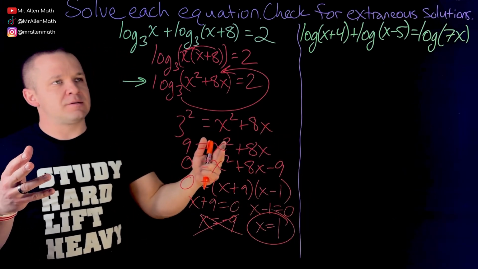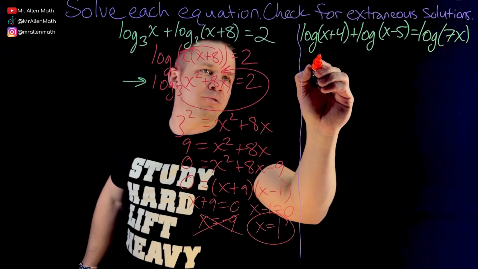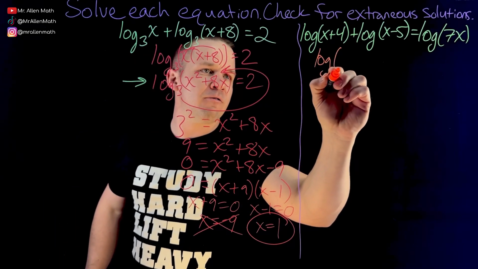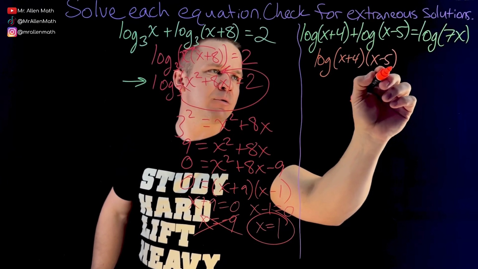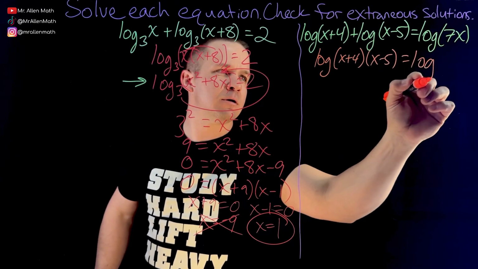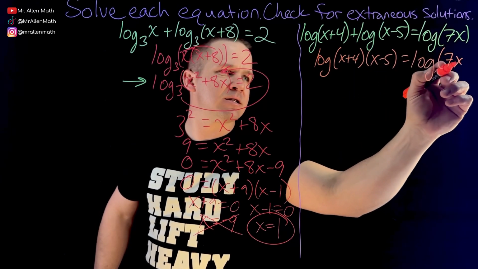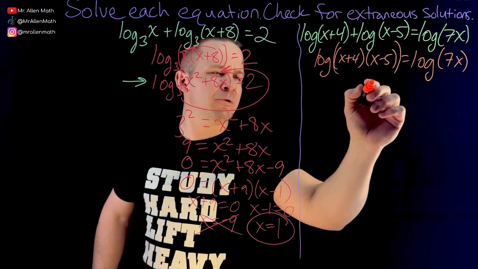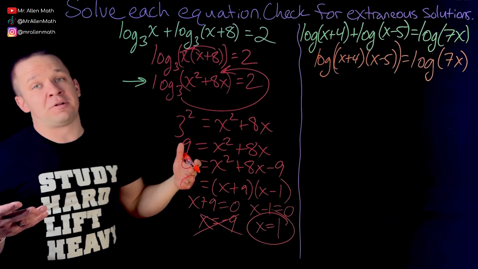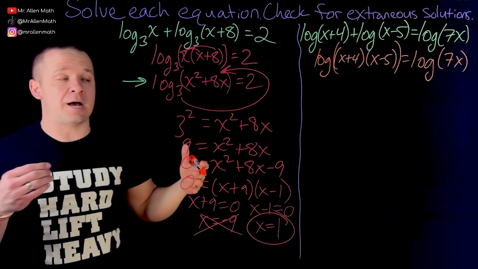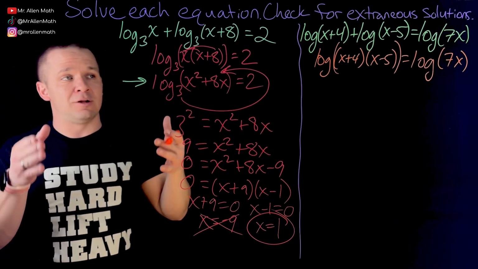So we have the same base. I can condense on the left-hand side. We'll go with log of x plus 4 times x minus 5. I'm going to need to multiply that all out. Then we got log of 7x. Before I get too crazy and multiply that all out, can I just basically drop the logs now? One-to-one property of logarithms? Absolutely. Logs are gone because it's log on both sides.